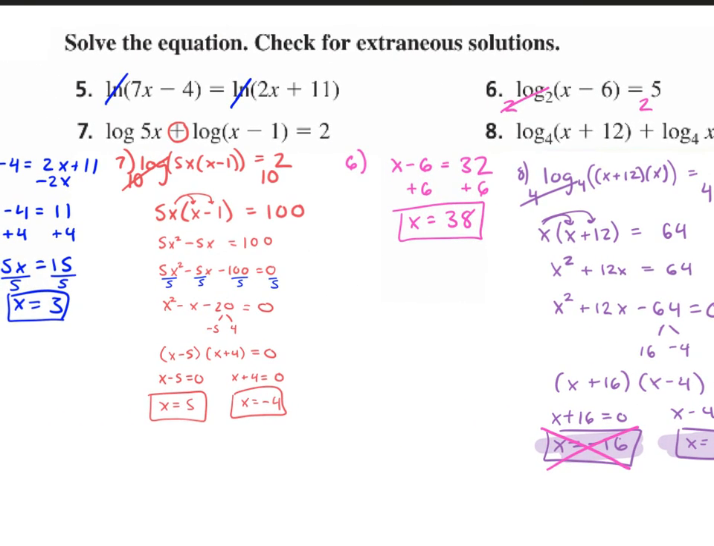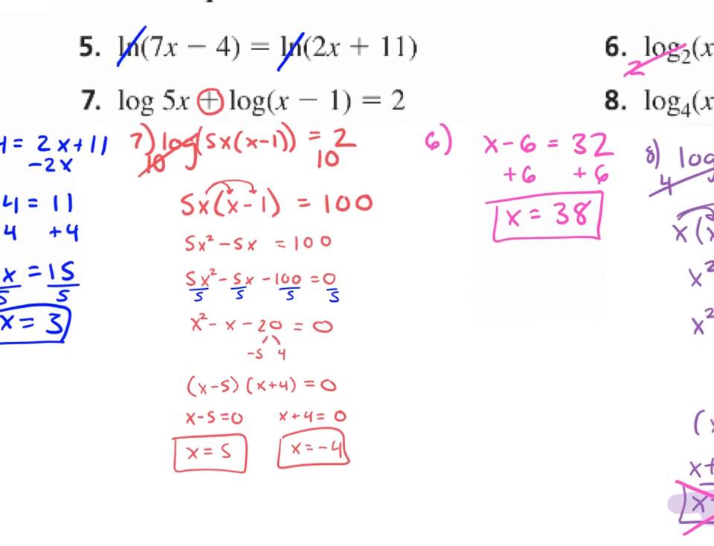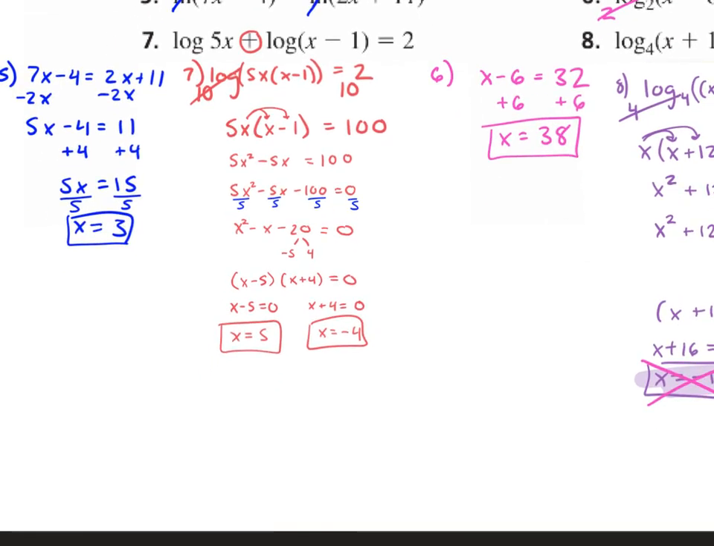So let's check for number 7 also. So plug 5 and negative 4 back in. Let me change the color here. This would be log of 5 times negative 4, which would be log of negative 20. So what does that tell us about negative 4? Can't use it. Does not work. So our only answer here is x is equal to 5. So anytime you get two answers, you have to check for extraneous solutions.